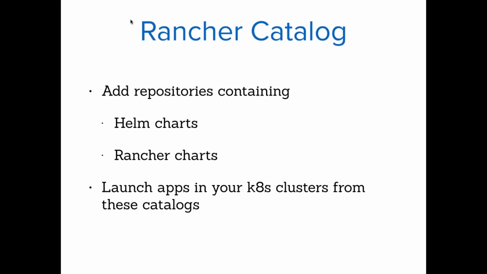But before that, I just wanted to quickly go over the benefits of Rancher catalog and what it is. In Rancher, you can add application catalogs, which are nothing but repositories containing Helm charts or Rancher charts. And a Rancher chart is an extension of a Helm chart. Once you add these catalogs, any user can install Kubernetes applications that are present in the charts from these catalogs.